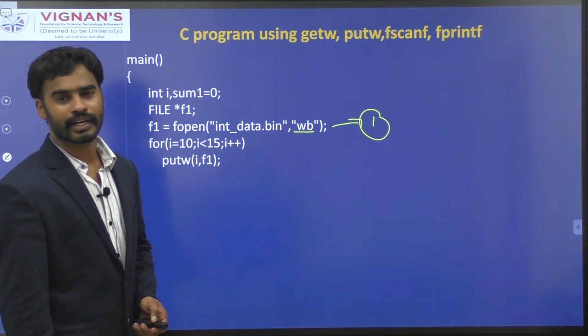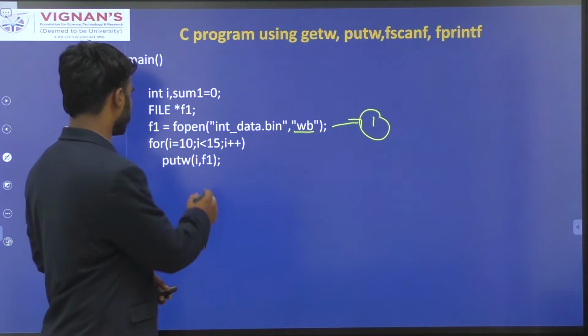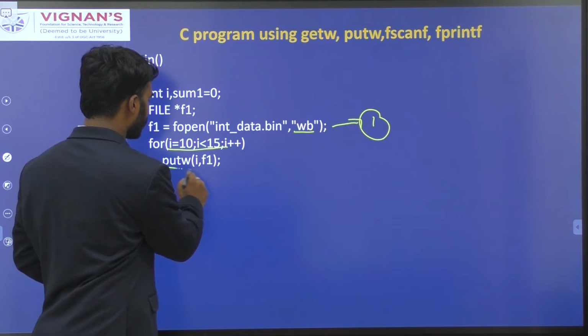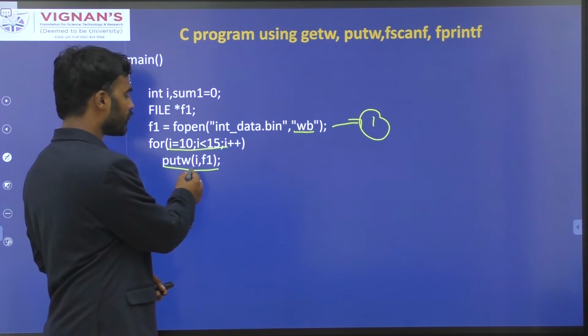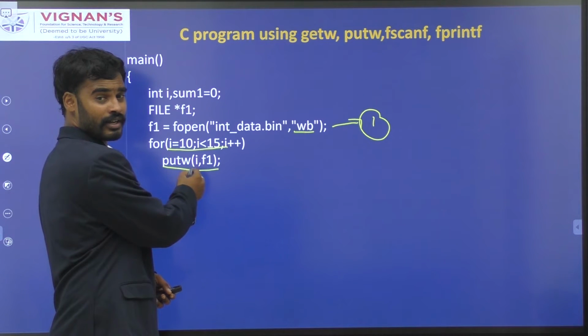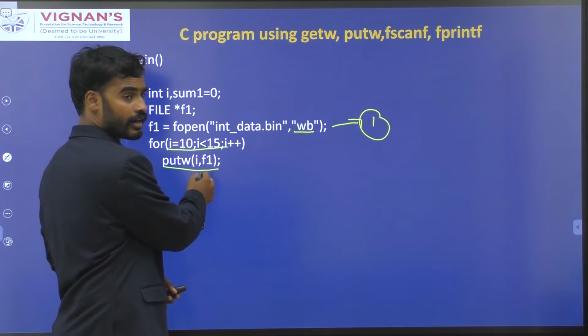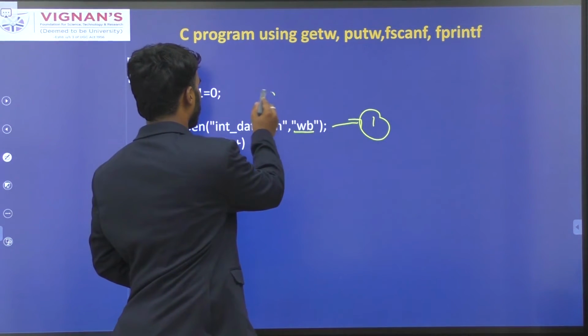Next, write digits from 10 to 15 into a file. Write the digits from 10 to 15 in the file by using putW method. What this putW method will do is write all the integers from 10 to 15 inside a file pointed by F1.